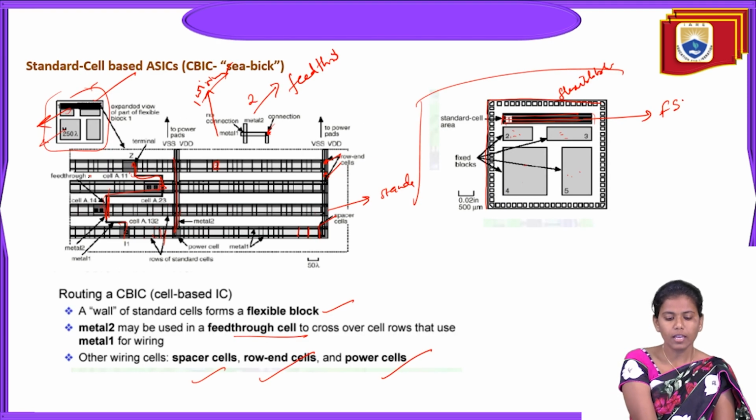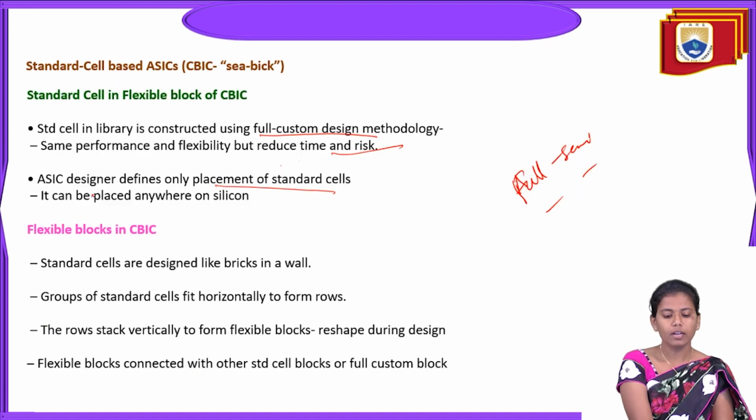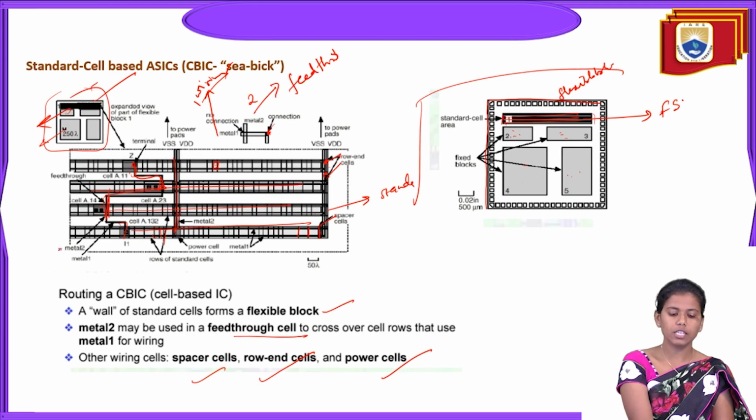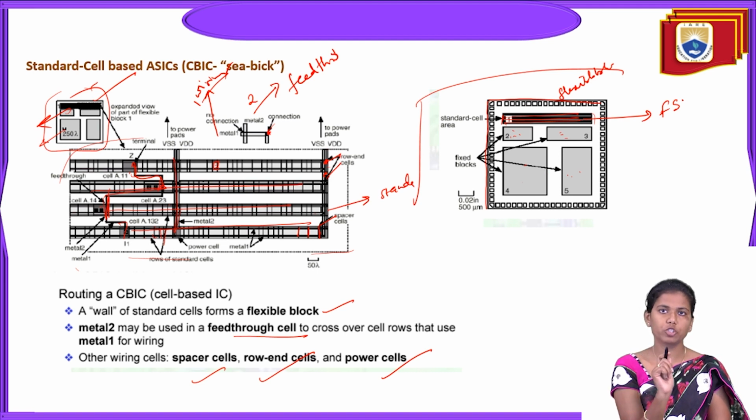So here you see this is one standard cell, this is another standard cell, another standard cell. So here the designer will define the placement of the standard cells, and then it can be placed anywhere on the silicon. So this is a silicon chip, where in this silicon chip I can place the standard cells, okay, layer wise. So each standard cell consists of metals, it consists of fixed blocks, okay, with different dimensions, measurements.